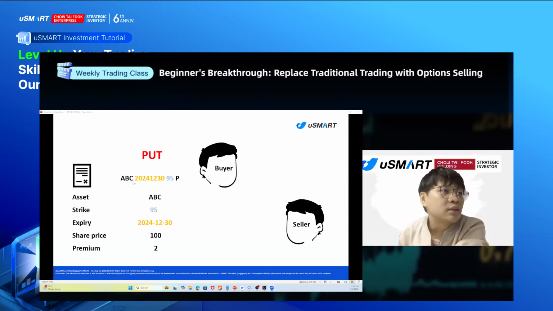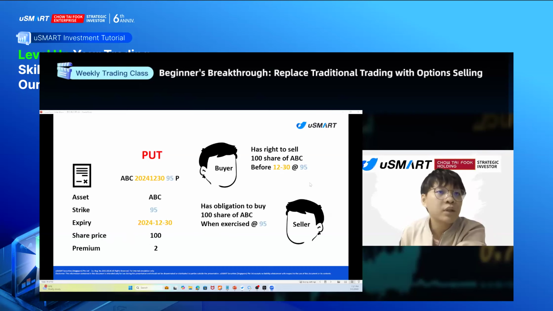So you can see the asset here is ABC with the same expiration date, and the strike price is different, it's 95 this time. And then the premium is $2 and the share price is 100. So the buyer has the right to sell 100 shares of ABC before the expiration date at the strike price. The strike price is the price that we agreed previously. And the seller has the obligation to buy 100 shares when exercised.